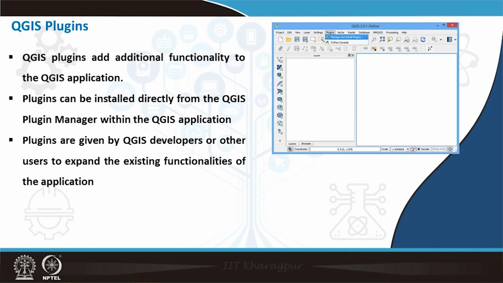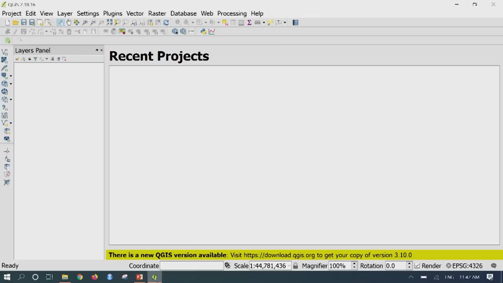And experimental plugins are developed under an experimental stage, and those plugins are marked as experimental plugins in the QGIS plugin manager. These plugins can be used for additional functionalities, but they are not stable plugins. Bugs may exist in the plugin, so they can be reported back to the QGIS developers so that they can rectify them in the next version and give it back. So right now we will directly jump to the QGIS software.